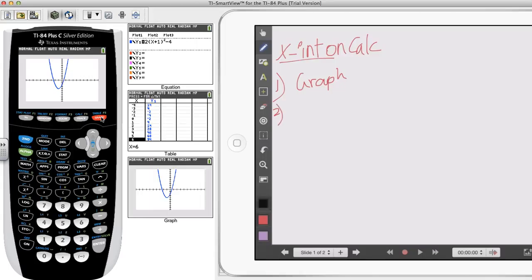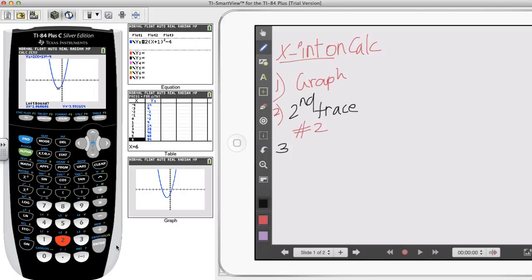We need to go to second trace. So I'm going to press second trace. Now, we have different options. Remember, if you want the vertex, you press 3 and 4, but if you want the x-intercept, you need to choose something else. What is another name for x-intercept? Roots, zeros. So root or zero is a different name for the x-intercept, so you need number 2 if you want to find the x-intercept. So click on number 2.